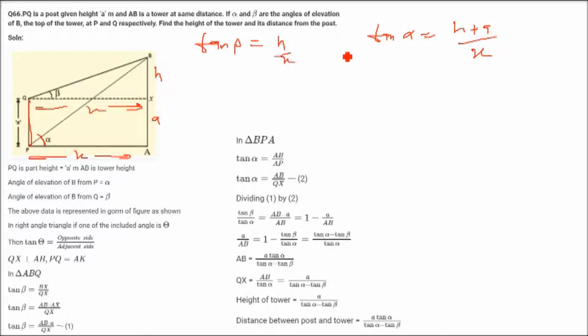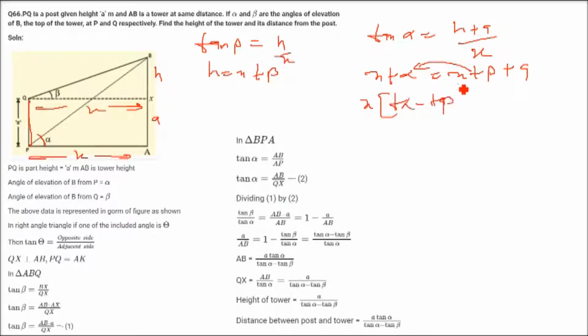So let us say that H is X tan beta, and I'm putting that here. This will be X tan alpha equal to X tan beta plus A. So I'm taking X common, so X (tan alpha minus tan beta) equal to A. So X will be equal to A by (tan alpha minus tan beta). So this is your X, that is the distance between them.